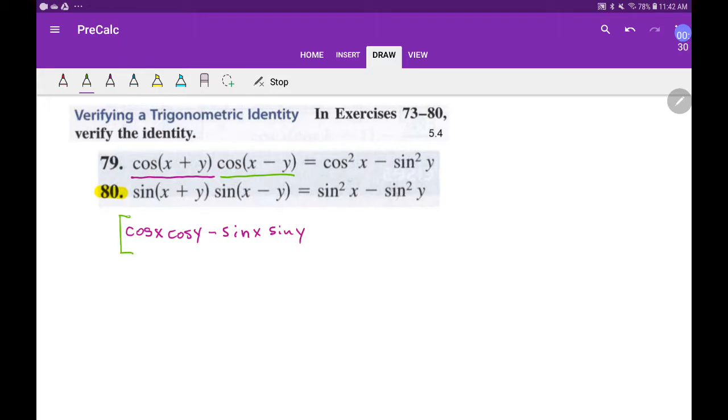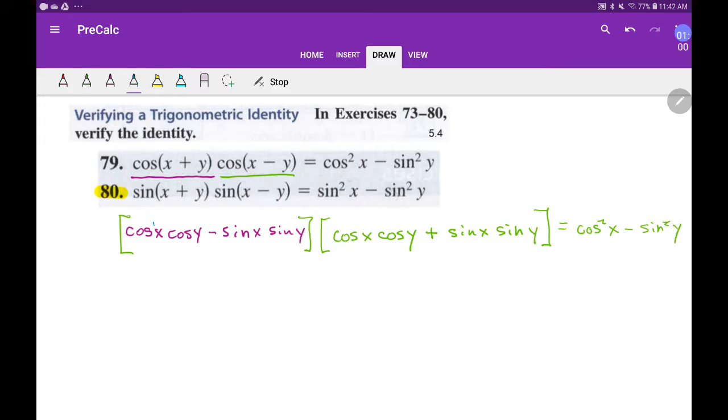And then let's see, we'll do this next part. This is times, right? Times cosine x, cosine y, plus sine x, sine y. And we're supposed to get cosine squared x minus sine squared y. Alright, so let's see what happens.